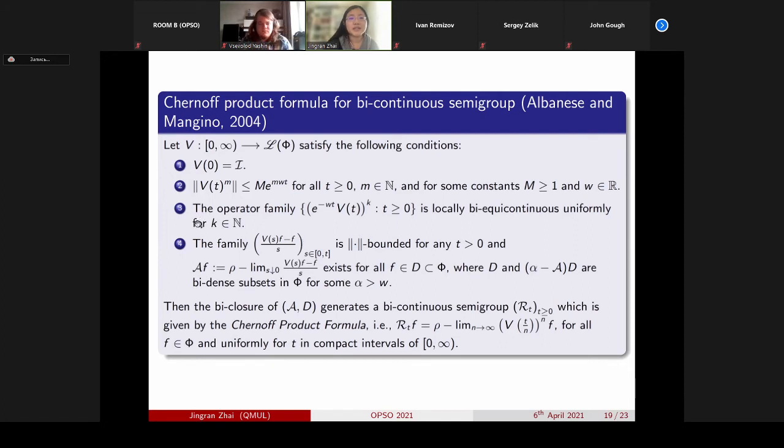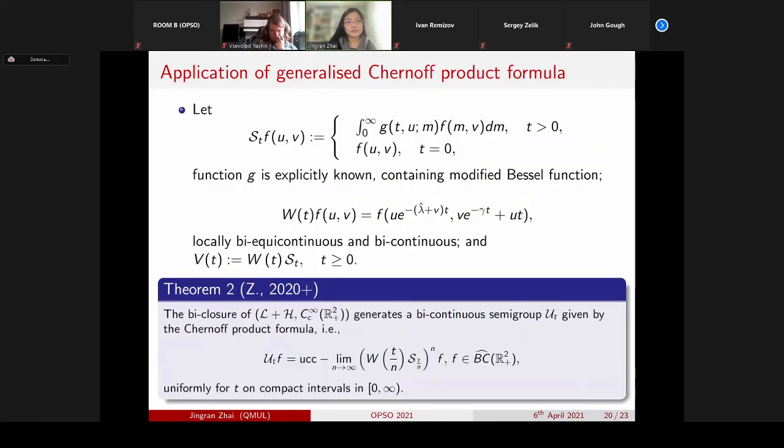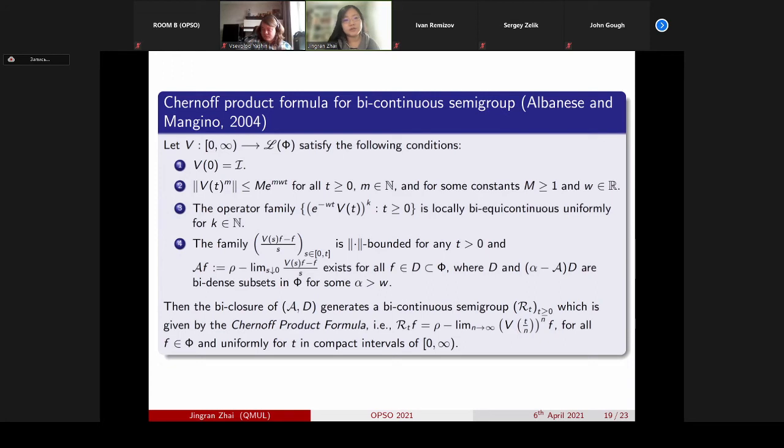Compared to the classic theorem, we would require this locally bi-equicontinuity property of the operator family, and essentially we can relax the uniform norm convergence to the convergence in rho topology for generator A. So for our application, the operator Vt is called the Chernoff function or Chernoff equivalent.